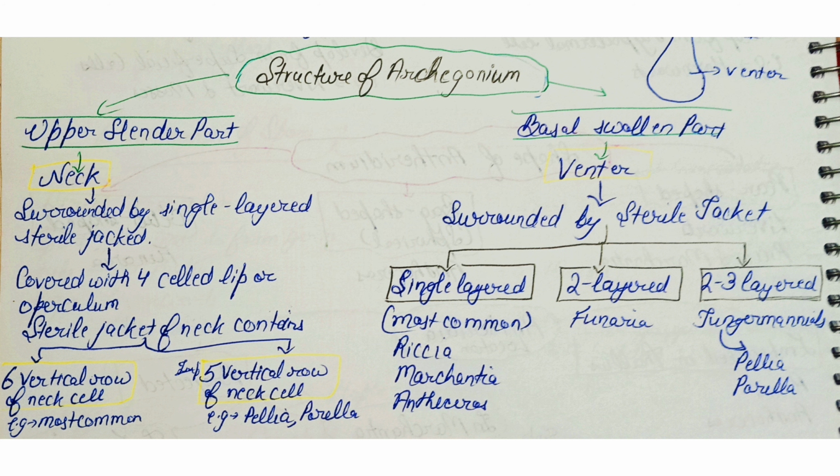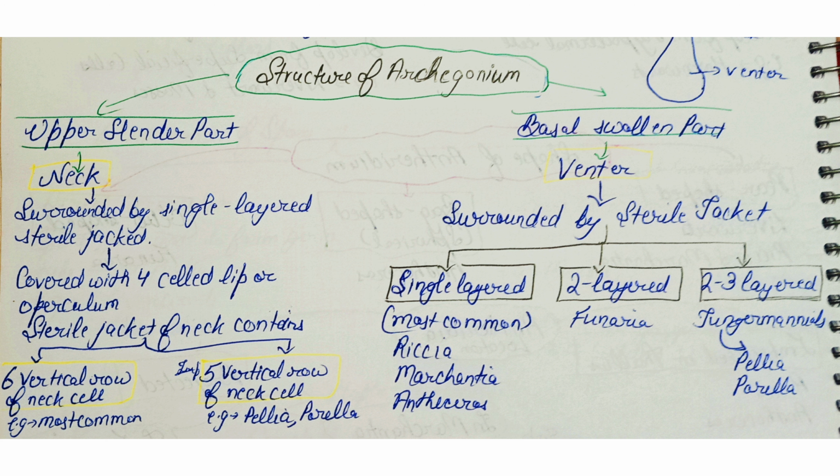If we talk about the structure of archegonia, the upper cylindrical part is known as neck and the lower swollen part is known as venter. The neck is surrounded by only a single layer of sterile jacket. It is covered with a four-celled lid or operculum. In the sterile jacket of the neck, there can be 6 vertical rows of neck cells or 5 vertical rows of neck cells. The 6 vertical rows is common and the 5 vertical rows is seen in Pellia and Porella.